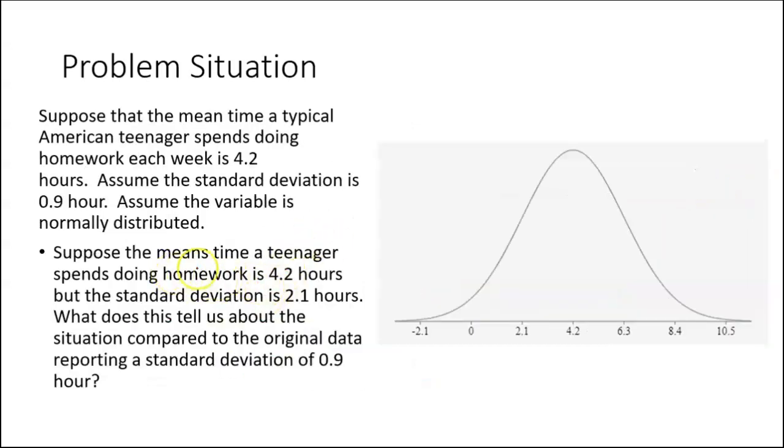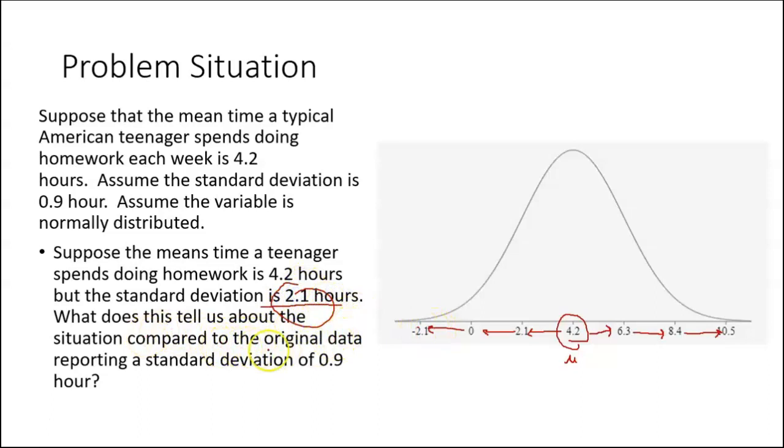How about this one? Suppose the mean time teenagers spend on homework is the same, but the standard deviation is 2.1 hours. Now, if we change the standard deviation to 2.1 hours, what that does is it spreads things out more. Remember, the greater the standard deviation, the more spread out the data. So here's our mean, or mu, of 4.2. But now we add 2.1. Add 2.1. Add 2.1. Subtract 2.1. Subtract 2.1. Obviously, we get below 0, which is not reasonable in this case. But nonetheless, that's what the data would say if we had a standard deviation of 2.1.